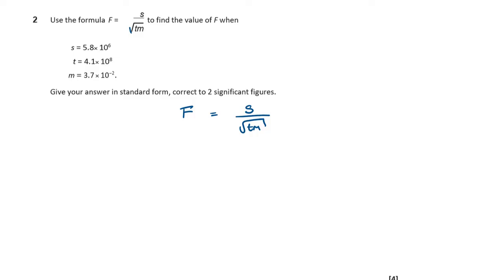So subbing in what we know, what do we know? We know s is 5.8 times 10 to the 6. And we're going to be dividing that by the root of t times m. Well, t is 4.1 times 10 to the 8, and multiplying that through by m, which is 3.7 times 10 to the minus 2, and that's all being square rooted, isn't it?